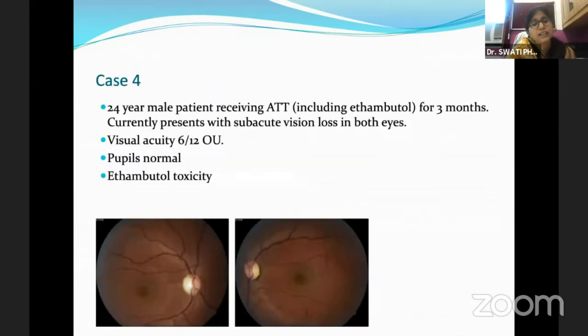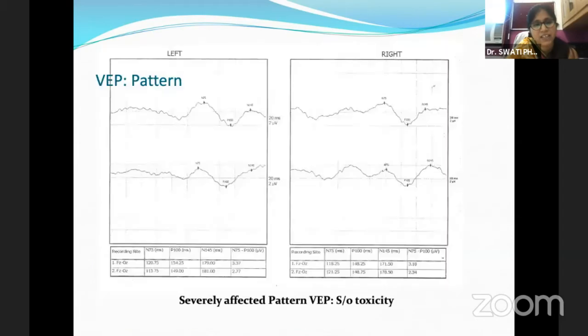Now, there is another case of a 24-year-old male patient who was receiving ATT for the past 3 months and had a visual acuity of 6/12 with both eye pupils not showing any abnormality. So we suspected that this probably is a case of ethambutol toxicity, went ahead and did VER, and we found that the VER was more severely affected than the vision, and the latency was quite significantly increased.